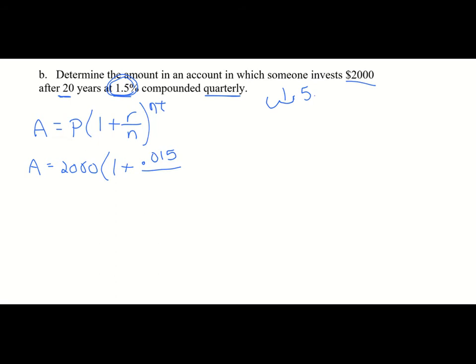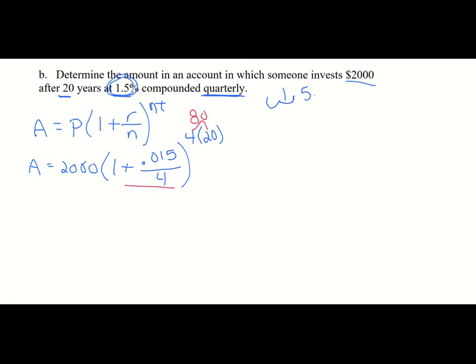Let's see here. So I need the number of times compounded. If it's quarterly, I always think of 4 quarters in a dollar. Quarterly is 4 times a year. And then my power is going to be 4 for my n times 20. And again, the first thing I want to do is take that exponent and do that multiplication. So 4 times 20 is 80.